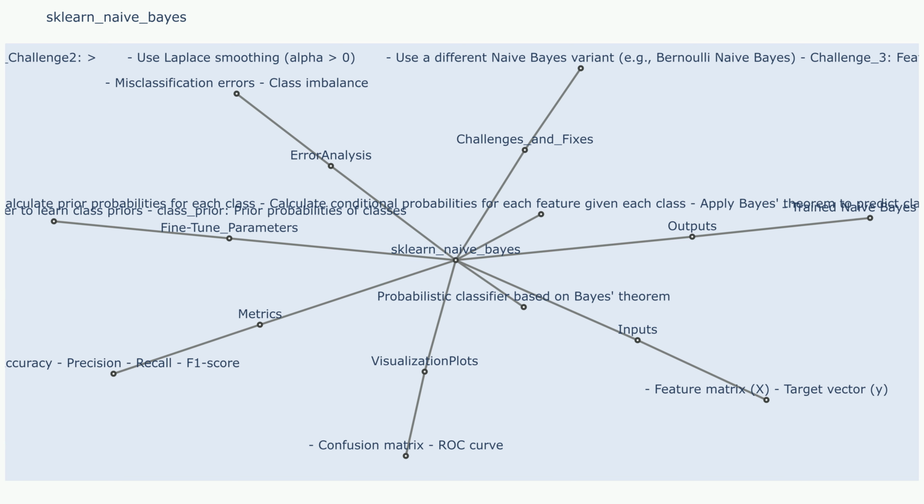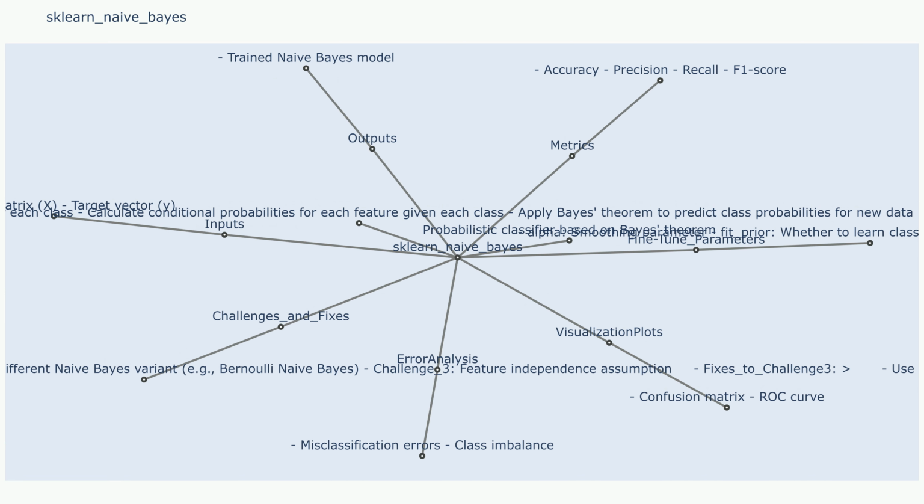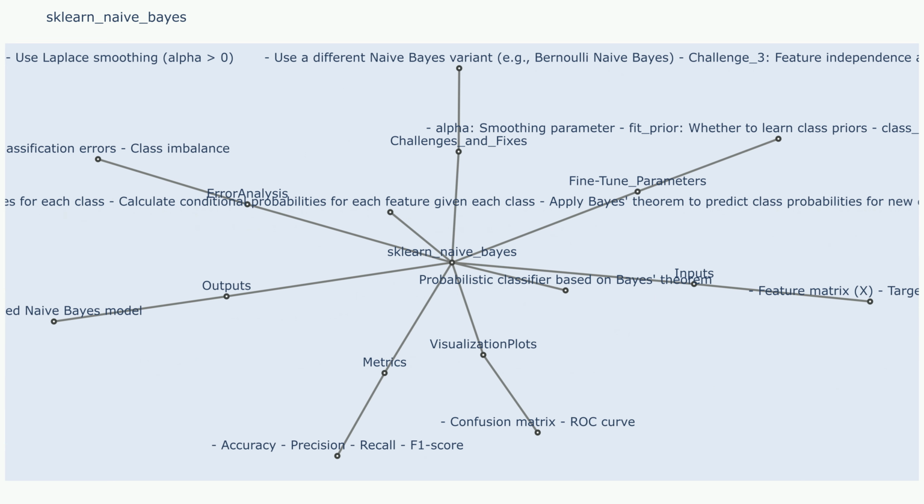Inputs: X, the feature matrix, a 2D array where each row represents a sample and each column represents a feature. Y, the target vector, a 1D array containing the class labels for each sample in X. Outputs: Y_pred, the predicted class labels for new data points. Probabilities: the probability of each class label for each new data point.